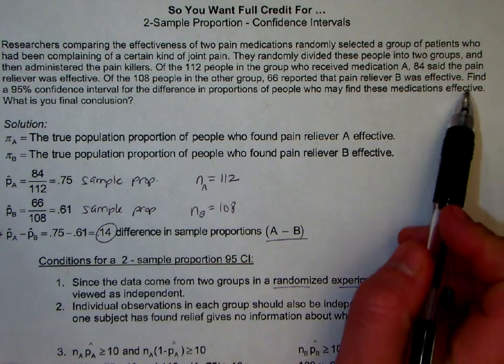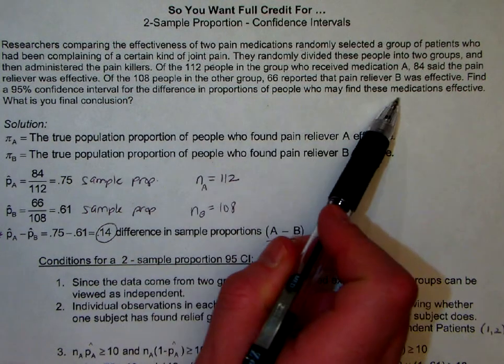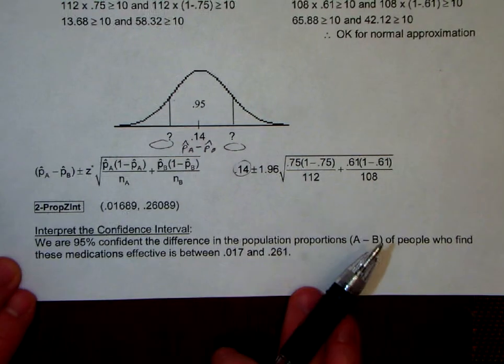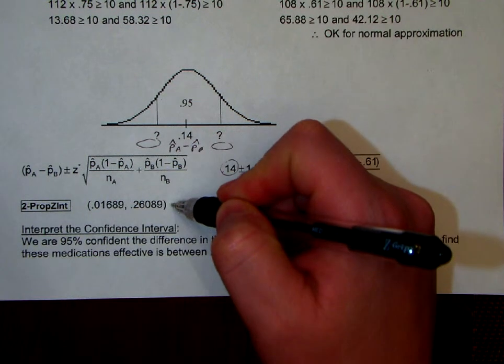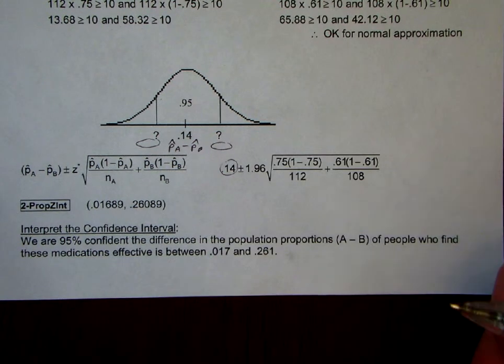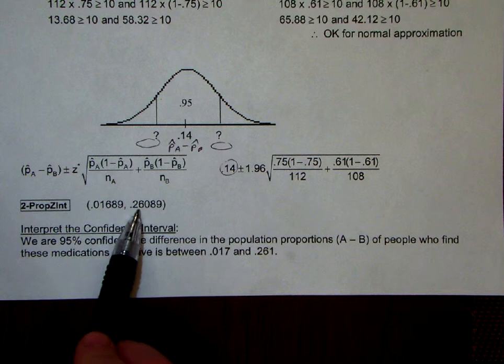So if I go up here, I'm using the same lingo that they used in the end. Do you see how it says, find a 95% confidence interval for the difference in the proportions of people who may find these medications effective? So here we are with our interval. Now I guess my question to you is, based on what you see in that interval, was one medication more effective than the other? Give you a second to think about it, and hopefully you're seeing that these are coming from differences.